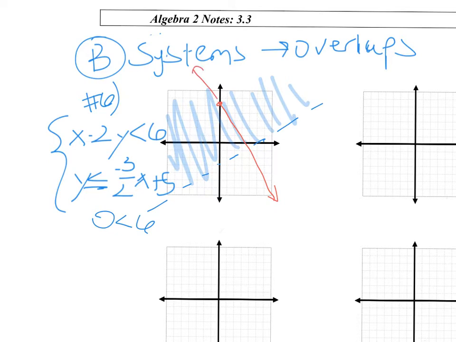Okay. And now we want to see where we're going to shade this. y is less than that line. So we want to shade all the stuff that's less than. Now, do you see their overlap? Their overlap is in here. It's the green area. And that would be your answer to the system.